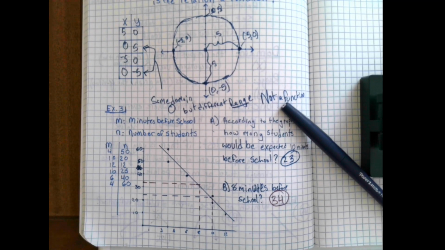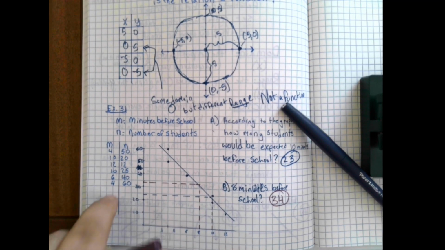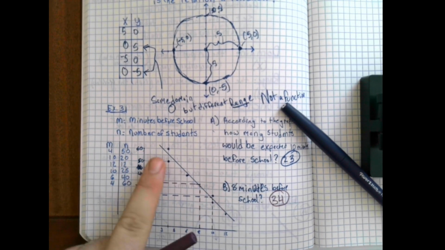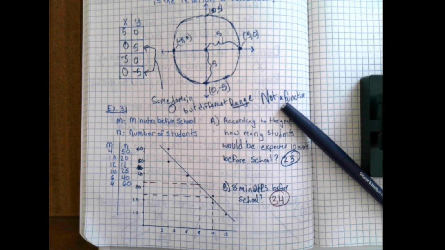All right, this has been lesson 98, functions, relations. Notice that even if you have a non-function relation, you can make a best fit line, which is a function, and use that to make predictions.